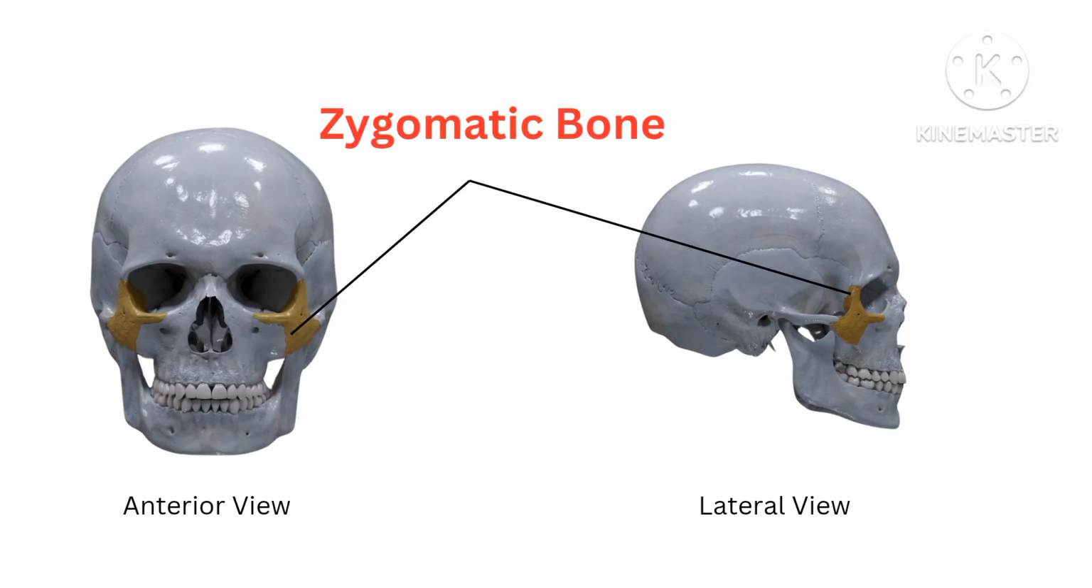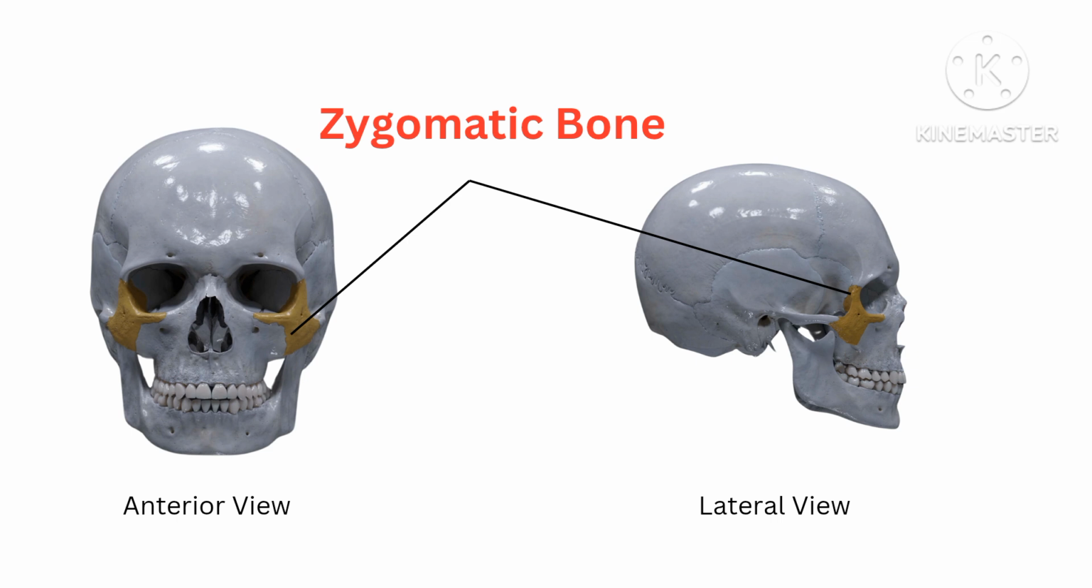Now I am going to discuss the zygomatic bone. The zygomatic bone, also known as the cheekbone or malar bone, is a paired facial bone situated in the upper lateral part of the face. This bone participates in creating the prominence of the cheek.